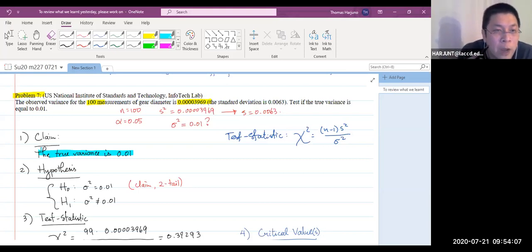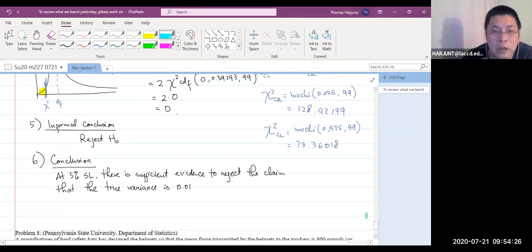Now if I change my claim to be the true variance is less than 0.01, you will see that we will support the claim. This time we'll reject the claim, because the claim is the null hypothesis and we reject that null hypothesis in step 5.